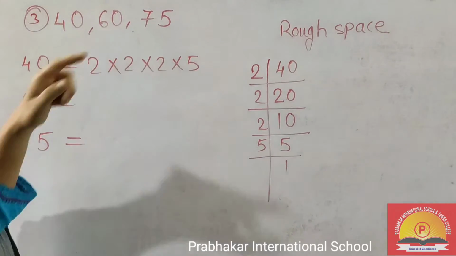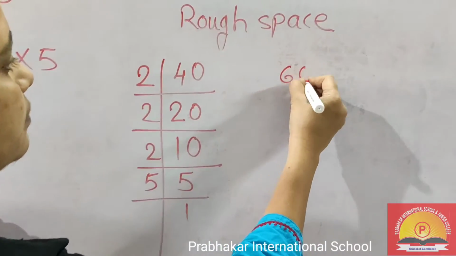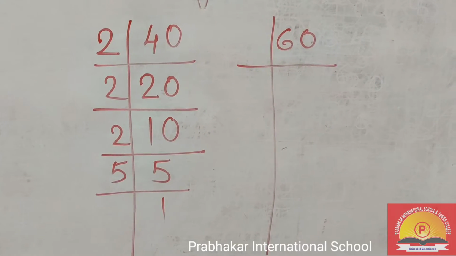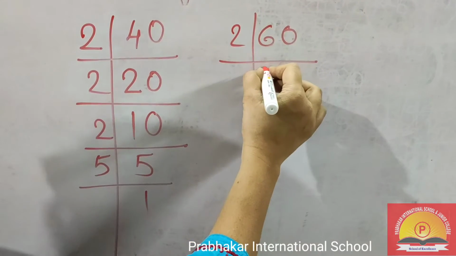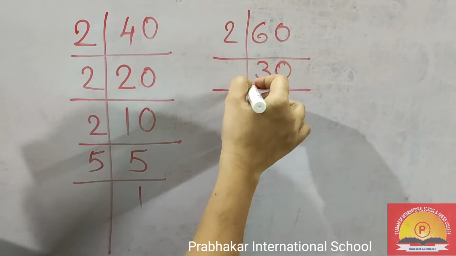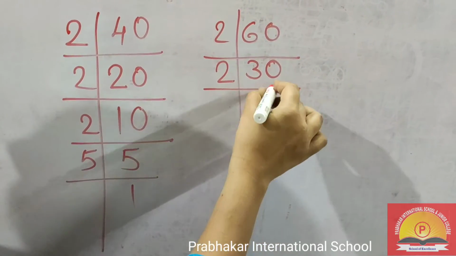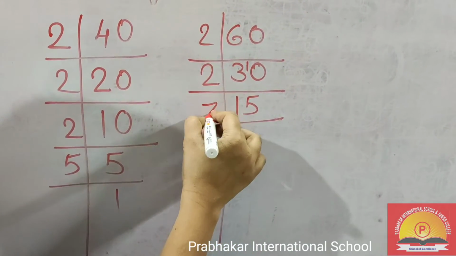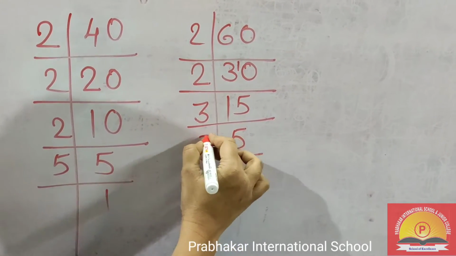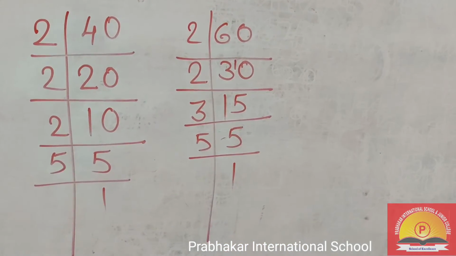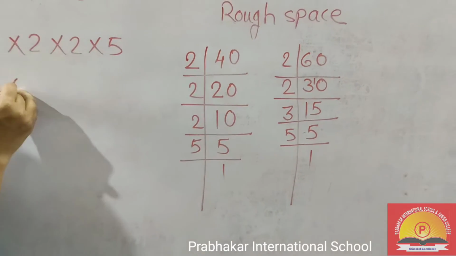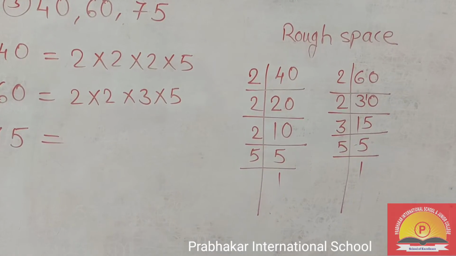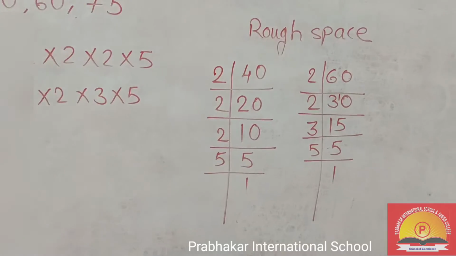Now find out the prime factors of 60. Again this is an even number because the digit at unit place is 0. So 2 3s are 6, 0. Now again divide it by 2. 2 ones are 2, 1 carry over. 2 fives are 10. Then this number is divisible by 3. 3 fives are 15 and 5 ones are 5. So which are the prime factors of 60? 2 into 2 into 3 into 5. Right? Now we will find out the prime factors of 75.